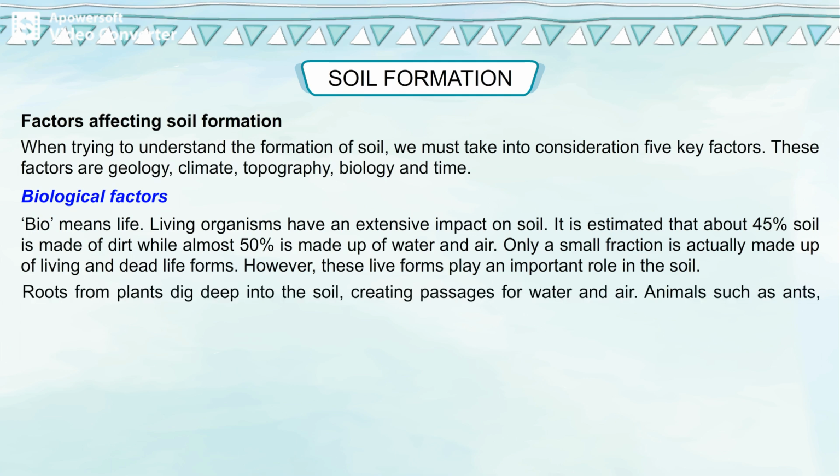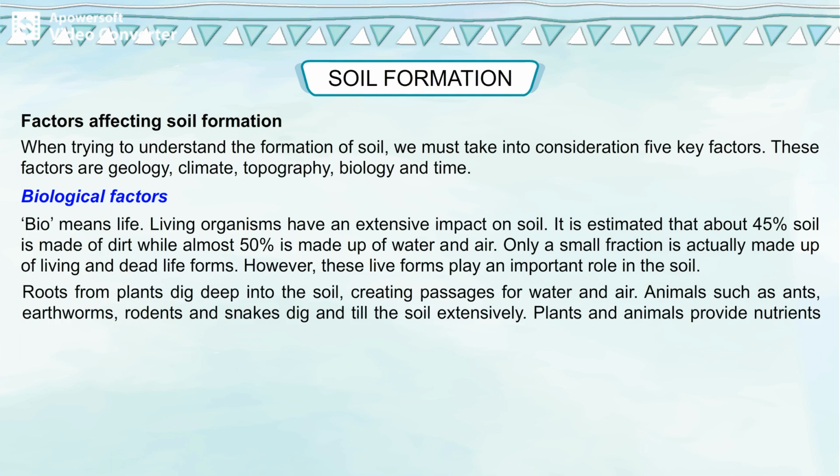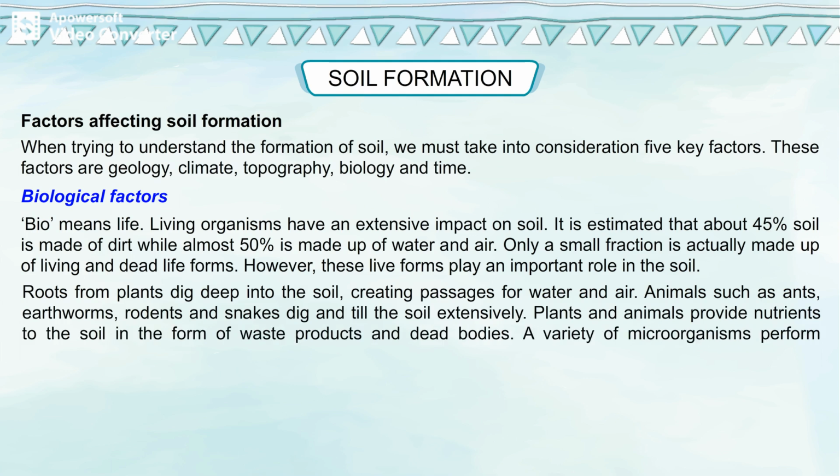Roots from plants dig deep into the soil, creating passages for water and air. Animals such as ants, earthworms, rodents, and snakes dig and till the soil extensively. Plants and animals provide nutrients to the soil in the form of waste products and dead bodies.